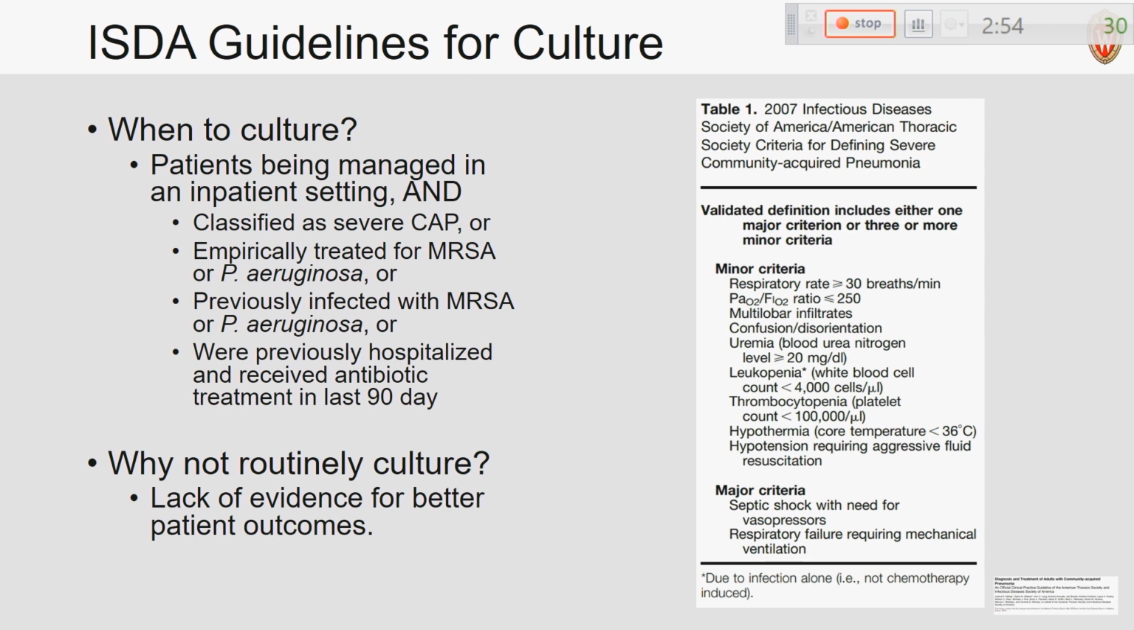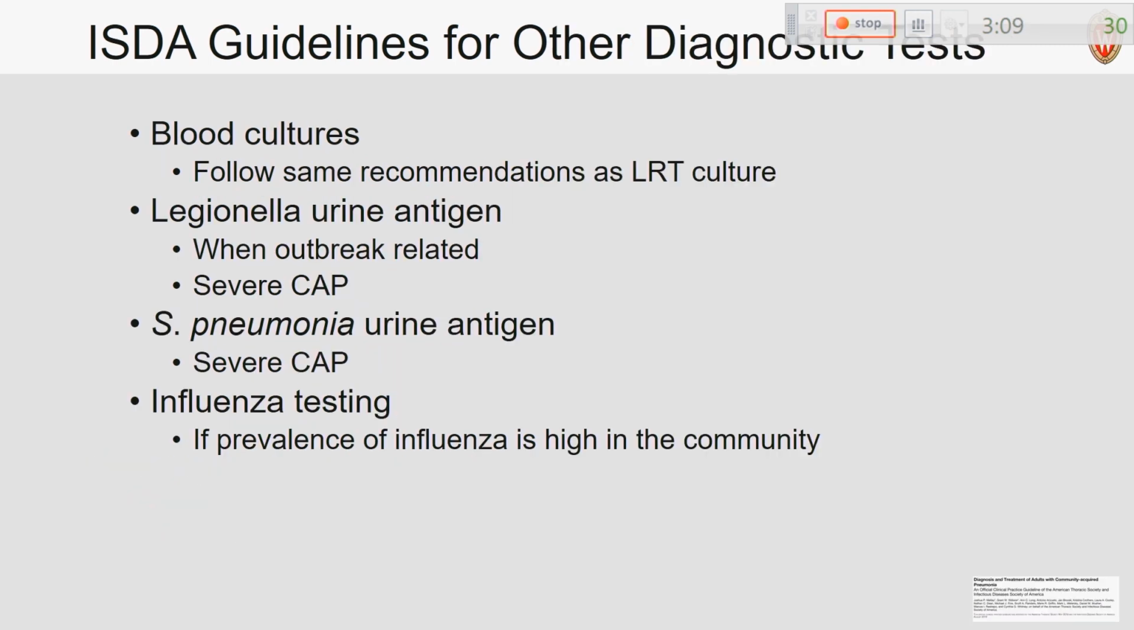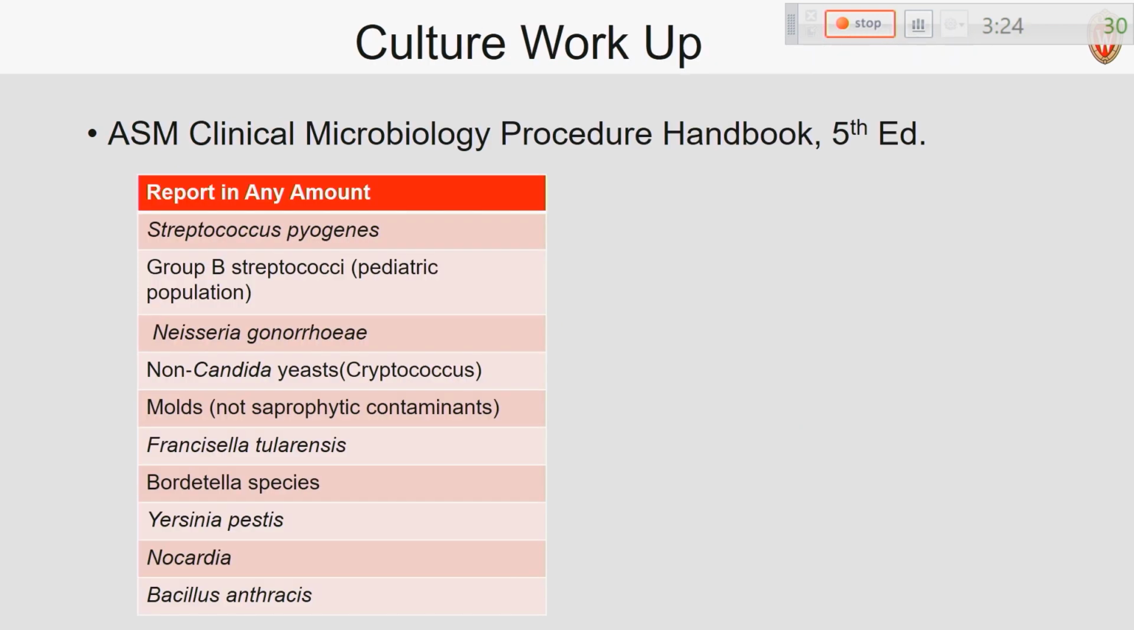So really, why don't we do routine culture? There's just a lack of evidence for better outcomes in patients managed in an outpatient setting where we do routine culture, versus treating them empirically. Other diagnostic tests, blood cultures, Legionella urine antigens, strep pneumo urine antigens, influenza testing, are all based on the same thing: you really only need to do those in certain situations when they're severe cases. So, back to my original question of what do we do once we get them into the laboratory.